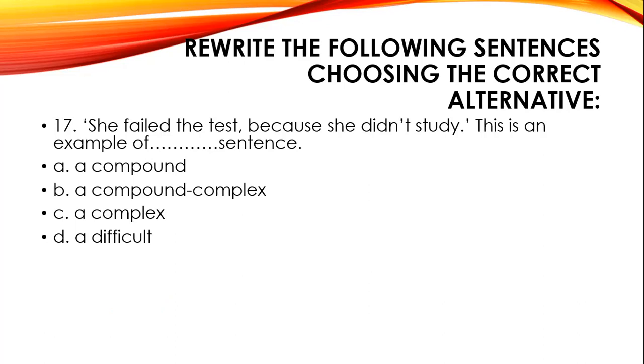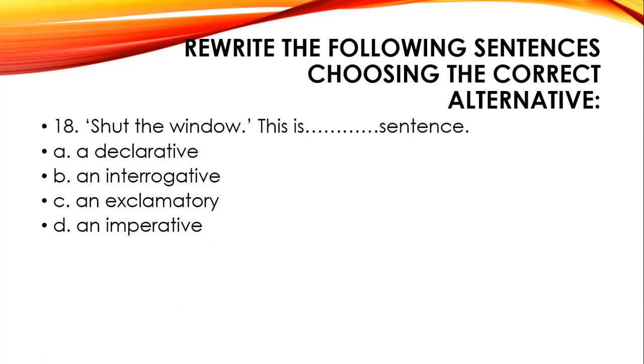She failed the test because she didn't study. This is an example of dash dash sentence. Option A, a compound. Option B, a compound complex. Option C, a complex. Option D, a difficult. And the correct answer is option C, a complex. She failed the test because she didn't study. This is an example of a complex sentence.